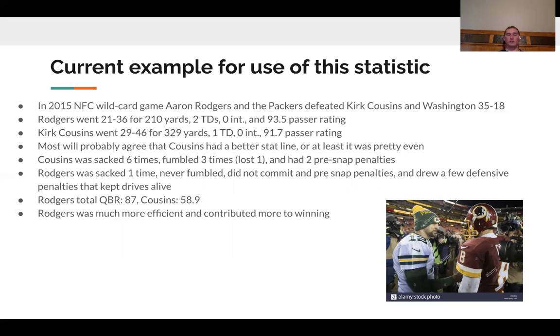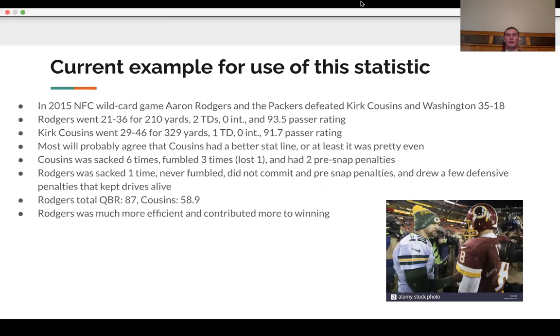Rodgers was only sacked once, never fumbled, had no penalties, and actually drew a couple of penalties that kept the drives alive. As you can see, Rodgers ended up having a total QBR of almost 30 points higher than Kirk Cousins. So this shows that Rodgers was much more efficient and contributed more to the winning, rather than just having flashier stats. And that is my presentation for total QBR.